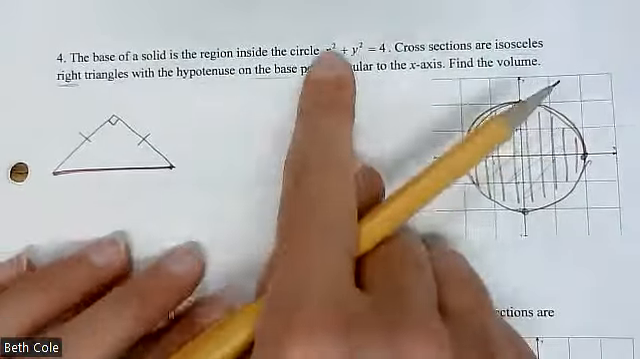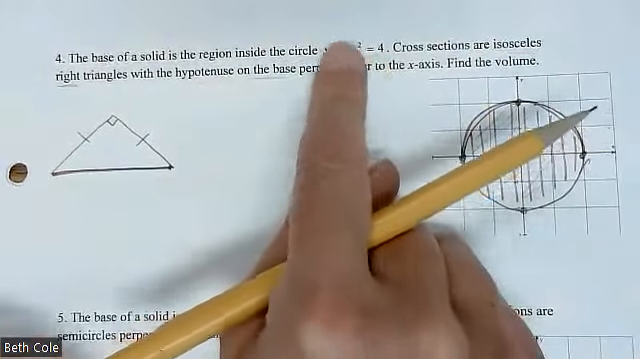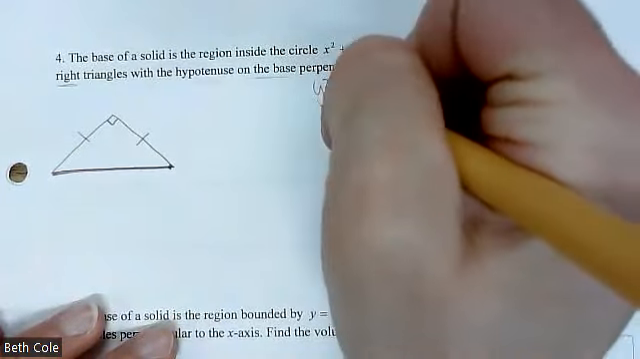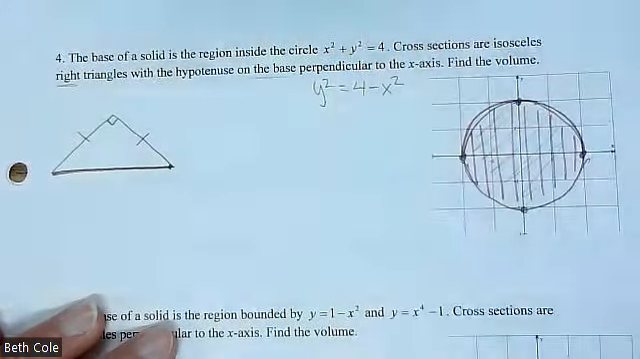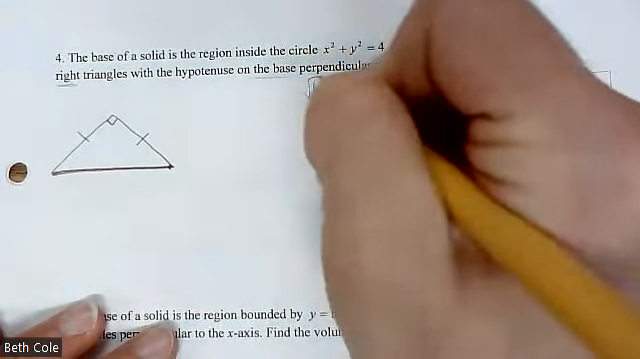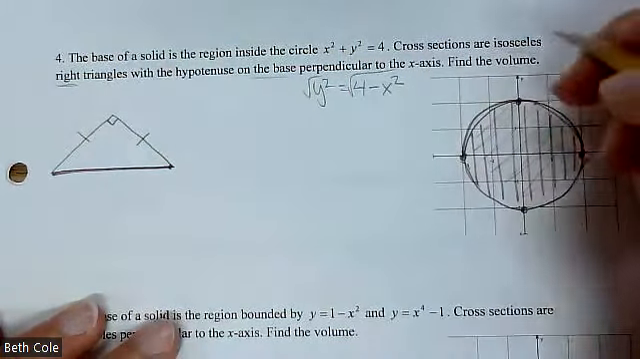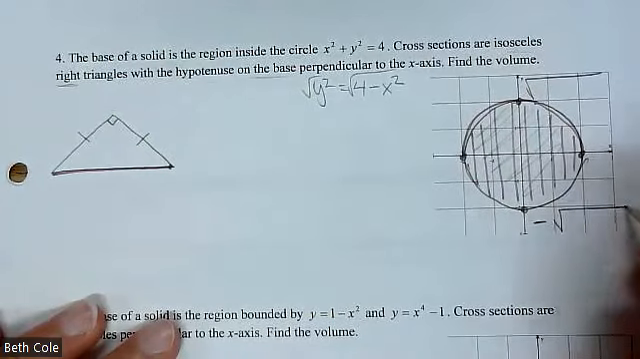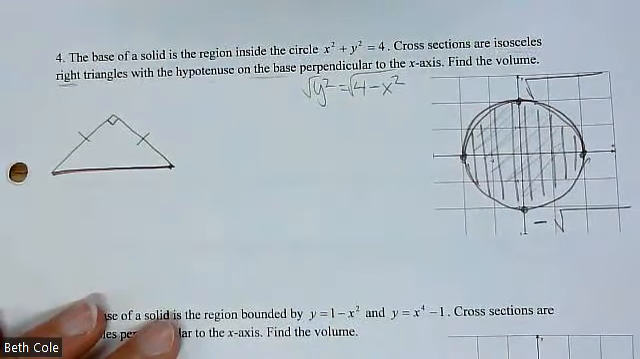Now, you guys are good at the algebra. How would we get y by itself here? Minus x squared. And then square root. The top part is the positive square root. The bottom part is the negative square root. That's the plus and minus.